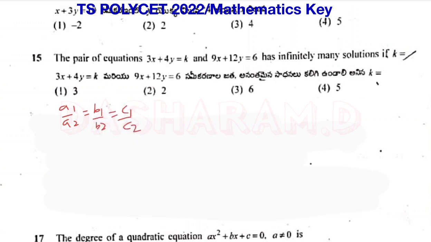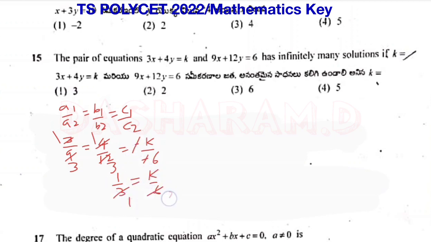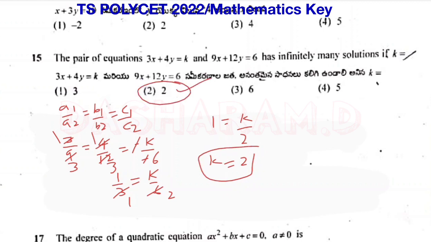This is a condition for infinitely many solutions. Here a1 value 3 and a2 value 9, b1 value 4, b2 value 12, c1 value minus k, because as per the standard form, the right side should be 0 and the constant should be on the left side. Then minus k divided by c2 value minus 6. Now here 3 ones are 3, 3 threes are 9, 4 ones are 4, 4 threes are 12, so you can take any one ratio. 1 by 3 equals, here minus minus cancel, k by 6. 3 ones are 3, 3 twos are 6, so 1 equals k by 2, then k equals 2 is the answer. So option 2 is correct.